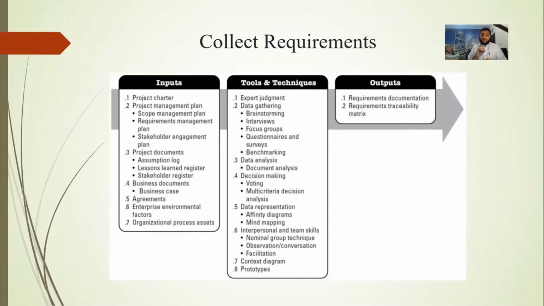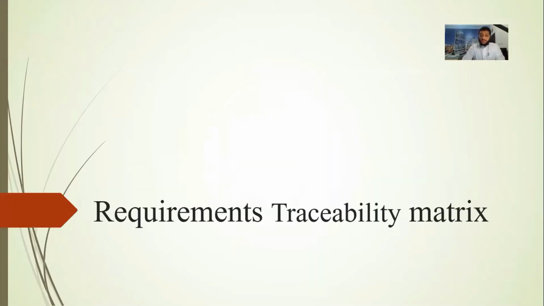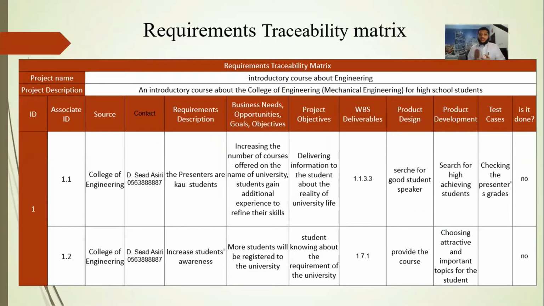So we have some inputs, tools and techniques, and outputs, and let's go to one of the tools and techniques, which is the requirement traceability matrix. This requirement traceability matrix shows the requirements from each stakeholder, what is in scope and out of scope for each requirement, in which process this requirement will be delivered, and how to design the product and develop this requirement.